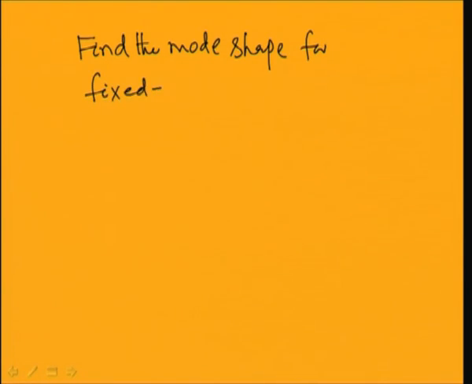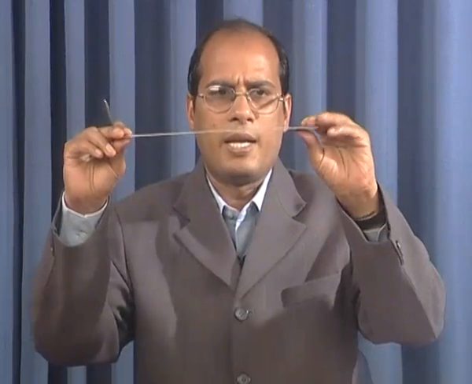So, let us take the second example and find the mode shape for the fixed beam, or sometimes it is known as clamped beam also. In case of fixed beam, the beam is fixed at both the ends. If I take this as the beam, this beam should be fixed at both these ends. In that case, there will be no displacement at both the ends, and also there will be no slope at both the ends.